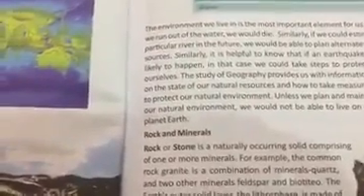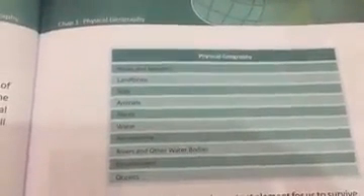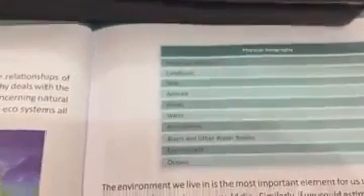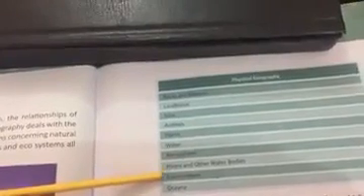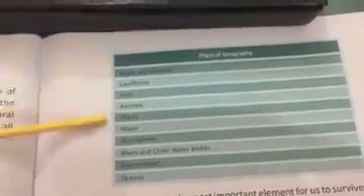On the next page, page number 3, you can see there is a table on physical geography. So we have different physical elements, like rocks and minerals, landforms, soils, animals, plants, water, atmosphere, rivers and other water bodies, environment and the oceans. These are all the physical features, and they come under physical geography.